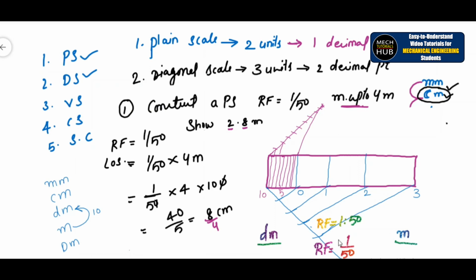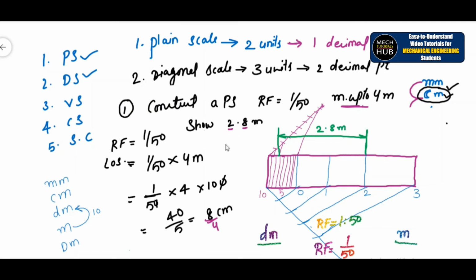And one more point here is, if the question asks how to show 2.8 meters: I'll drop a line here on 2 meters, and for 8, till here it is 5, 6, 7, 8, somewhere here maybe. This is the distance that I am going to mark here on the scale, which is of 2.8 meters. This is how we need to show.